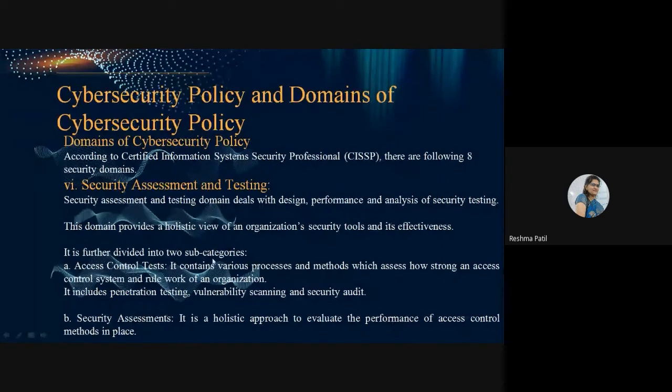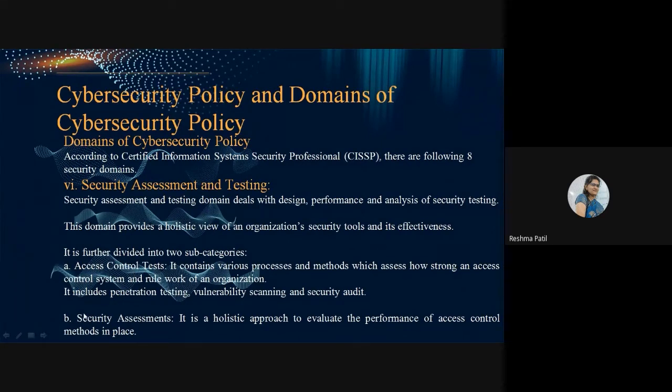The access control test contains various processes and methods which assess how strong the access control system and rules of an organization work. You have your access control system for your organization. Here you will check whether it is strong or not, and if it is strong, how strong it is. That you will get from this access control test. And what are the rules you have applied on that system? Are those rules working properly or not? That test is going to be covered under this access control test.